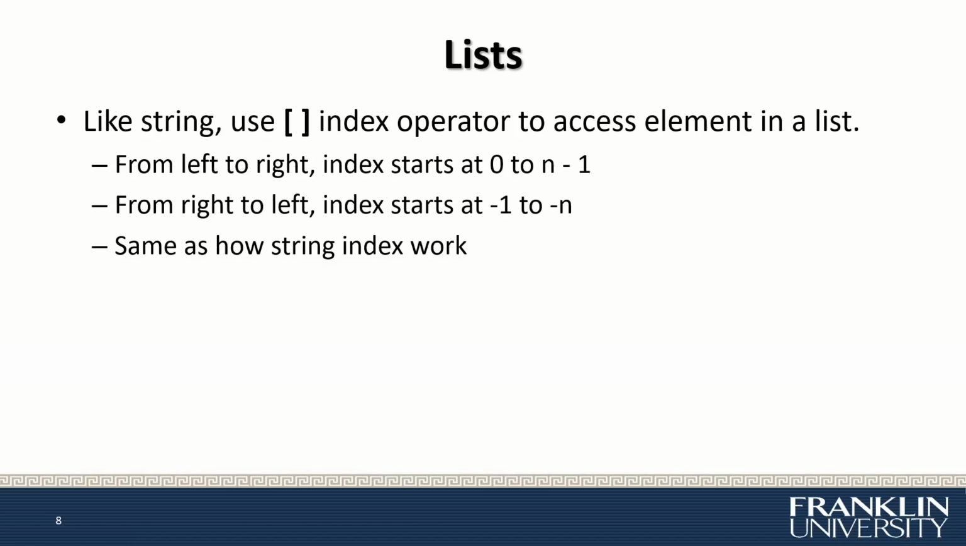And you have seen earlier, like string, we use the index operator to access the element in the list. And just like string, index starts at 0. So n elements will have an index of 0 to n minus 1, and negative index goes from minus 1 to negative n. Same as how the string works, because both of them, string and list, are sequential collection data types. So these work the same way.